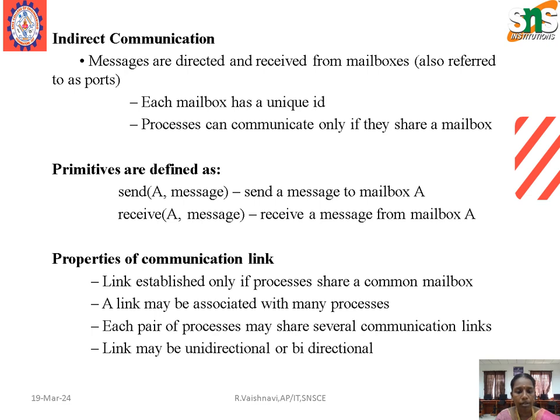Here we have the properties of the communication link. A link is established only if the processes share a common mailbox. Next one, a link may be associated with many processes and each pair of processes may share several communication links. Fourth one, a link may be unidirectional or bidirectional.